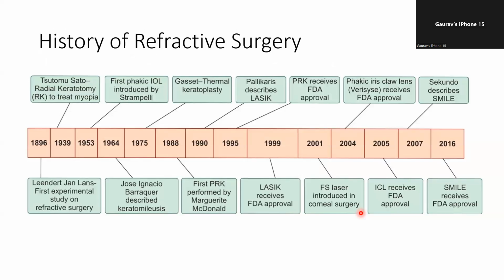So coming to the history of refractive surgery, in 1939, Tsutomu Sato used radial keratotomy to treat myopia. In 1953, the first phakic IOL was introduced. In 1964, the father of refractive surgery, Dr. Barraquer, described keratomileusis. 1975 saw the onset of thermal keratoplasty. In 1988, the first PRK was performed. In 1990, Dr. Pallikaris described LASIK.